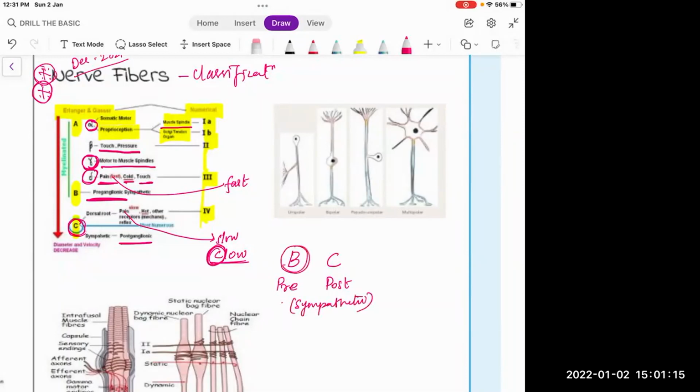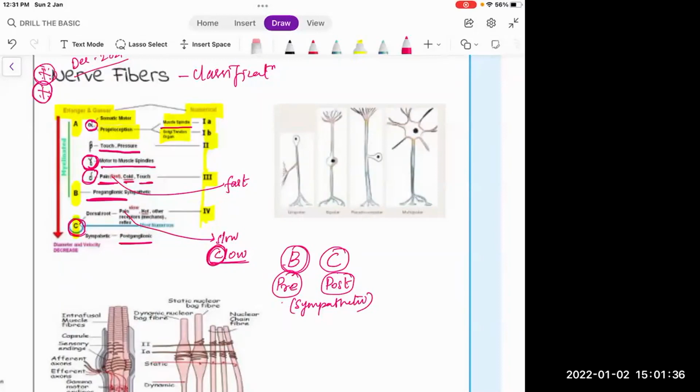Okay, B fibers are preganglionic sympathetic, C fibers are postganglionic sympathetic. A, B, C: A after B, then C. So B is first, so preganglionic. C is next, postganglionic. Just a way for remembrance without any confusion.